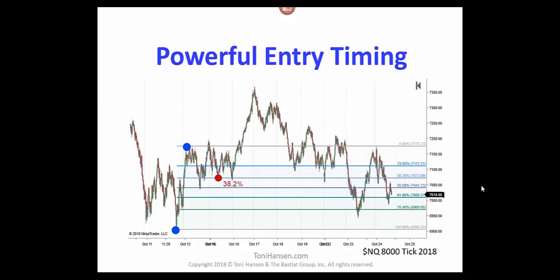So with the two-wave pullback, the strongest continuation patterns we're going to see are going to be ones that hold that 50% level. A lot of times it might come into the 23.6 on the first low and then hit like the 38.2 the second time around. Sometimes it'll go into the 50% and then hit one of the higher levels up here. I generally prefer for the strongest breakouts that the first low hits a higher level support than the second low.